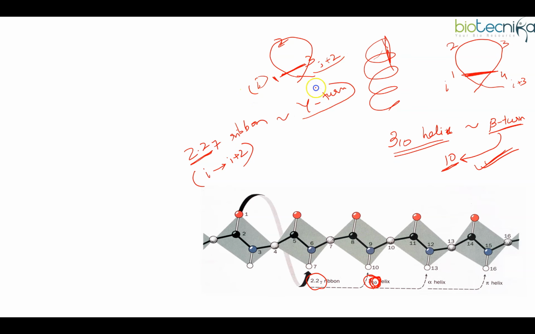So the hydrogen bonding gamma turn will also have 7 atoms in the backbone, but it was written that gamma turn has 6 atoms in the backbone. That is why it is a wrong statement.